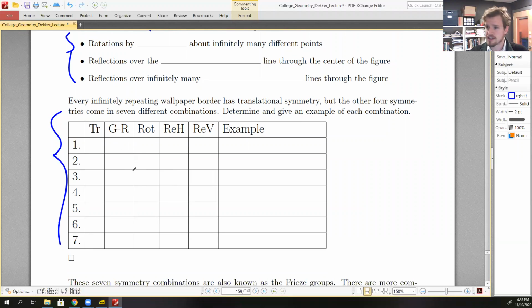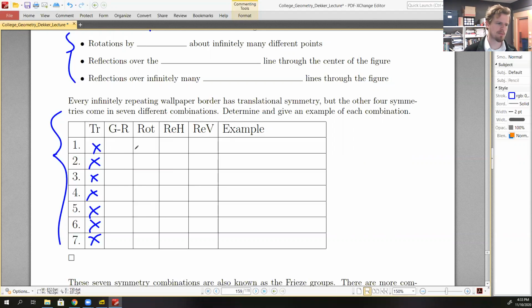The biggest thing is that every wallpaper border, every sequence of letters or every sequence of symbols, should have translational symmetry. So they all should have that. And then the remaining 4 appear in different ways. Now, of course, you could consider all possible combinations, so the entire number of ways that these could be combined is 2 to the 4th, 16, but there's only 7 that actually occur.